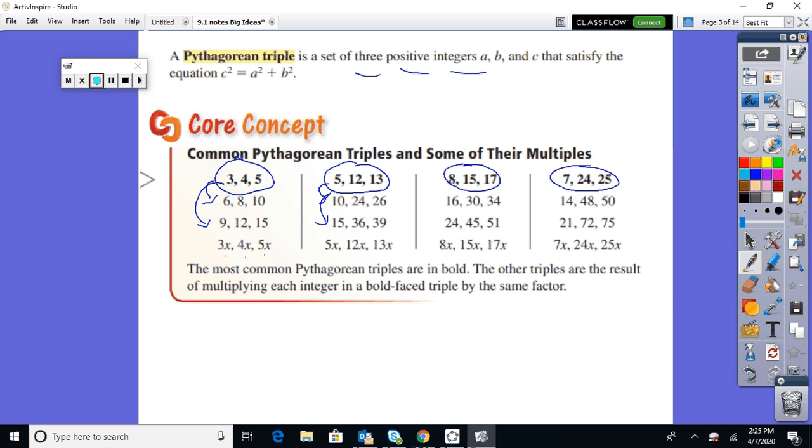So if you see on an SAT, oh, you have a 5 right here, and a 12 right here in a right triangle, don't waste time plugging this into Pythagorean's theorem. Just remember your triples, and it's a gigantic time saver.